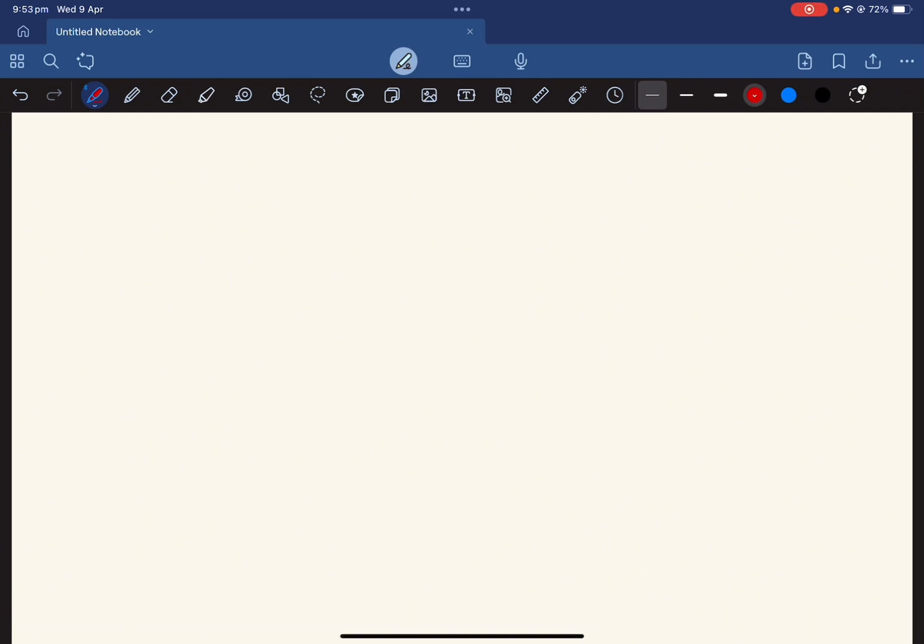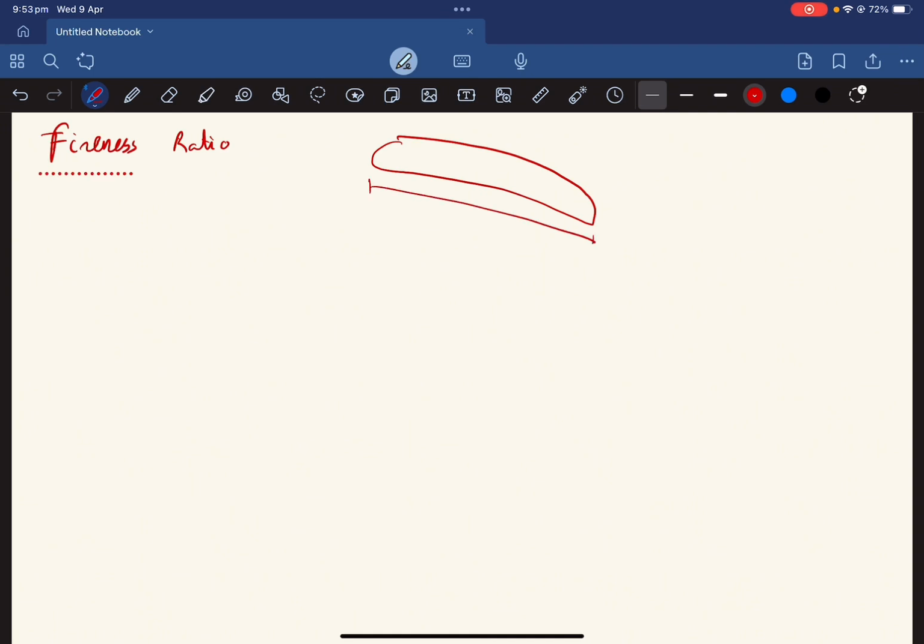So there's one more terminology called the fineness ratio. I'm going to draw an aerofoil over here. Let's say this is the aerofoil, and this is the maximum length. The maximum width is going to be somewhere over here, the thickest part. So it's the ratio of the maximum length to the maximum width. That gives you the fineness ratio, which again I hope makes sense to you. This is an important topic.